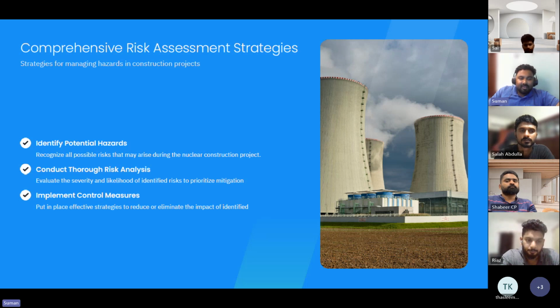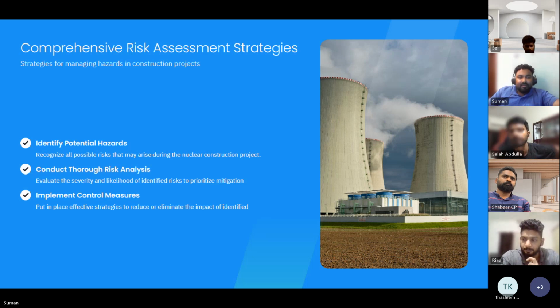After the risk assessment, if the risks are under the acceptable level, then the activity can be carried out. For example, lifting. For example, excavation. These kinds of activities. So in the HSE plan, all of these activities will be identified and controlled with different control measures.